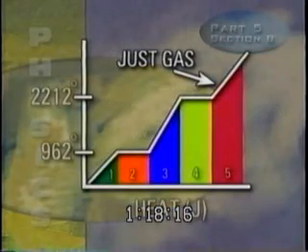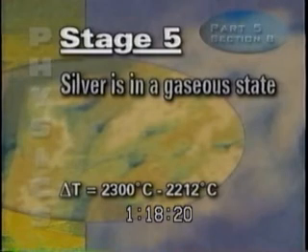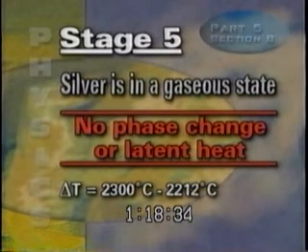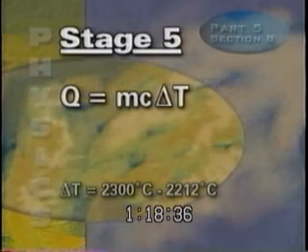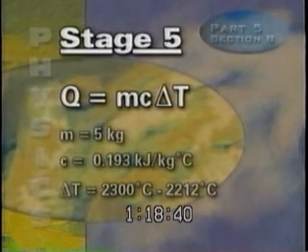In this last stage, silver is in a gaseous state. The temperature of the silver rises from its boiling point, 2,212 degrees Celsius, to 2,300 degrees Celsius, the temperature given in the problem. To find out how many kilojoules of heat it takes to complete stage 5, because there's no phase change nor latent heat, we go to our equation Q equals mc times delta T. Now we just fill in our numbers.